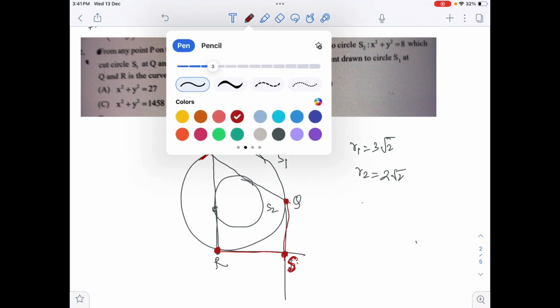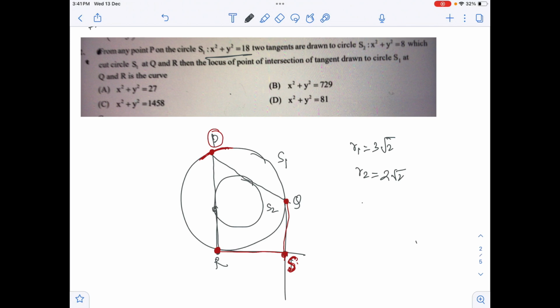Okay, so let's solve this problem. Now obviously from the symmetry of the question, you can see that if I connect point P with the center, it will definitely pass through the point S also, because this is the line of symmetry for the entire situation, right? So points P, O and S have to be collinear. Now we have to find the configuration for S.